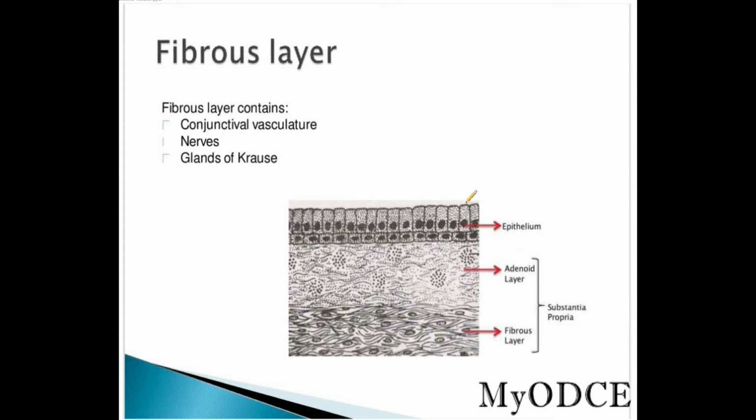The fibrous layer, again, which is the deepest layer, also consists of the conjunctival vasculature, nerves, and glands of Krause.